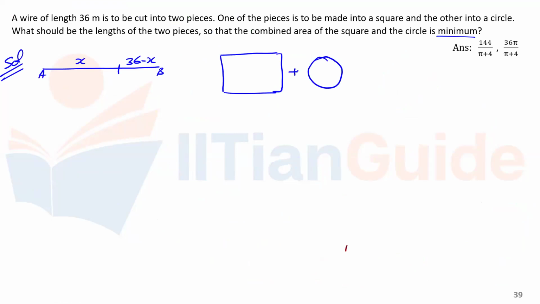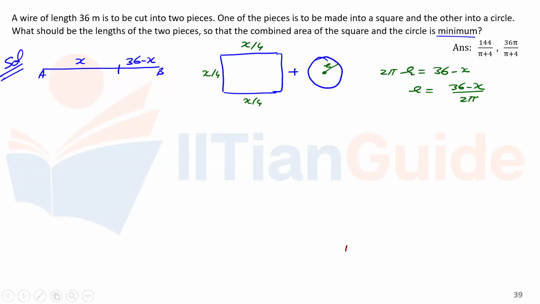Combined area of this and this, we need to minimize. What I'm saying: from the length x, I have made a square. The length of each side will be x by 4. After that, I'm taking the radius of the circle to be r. But the circumference of the circle is 36 minus x. So I can say 2 pi r is equal to 36 minus x, or the value of r is 36 minus x divided by 2 pi.